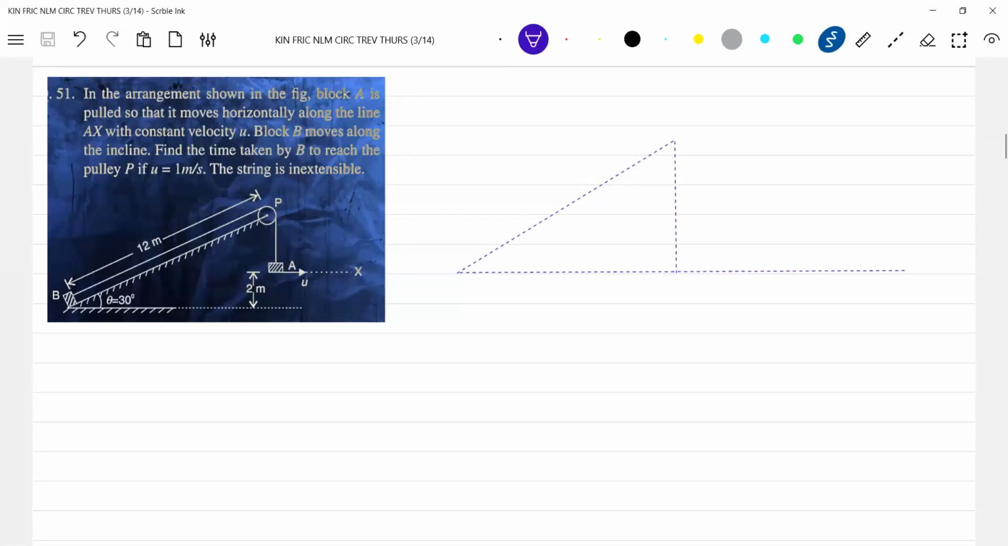Initially, the block is here. Okay, now the situation: after some time, what happened? The block has moved. This is block B, no? This is block B, and this is A.